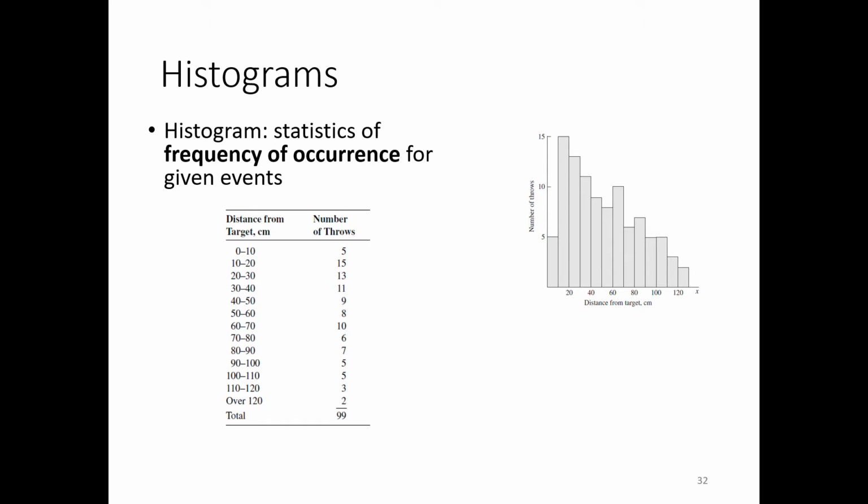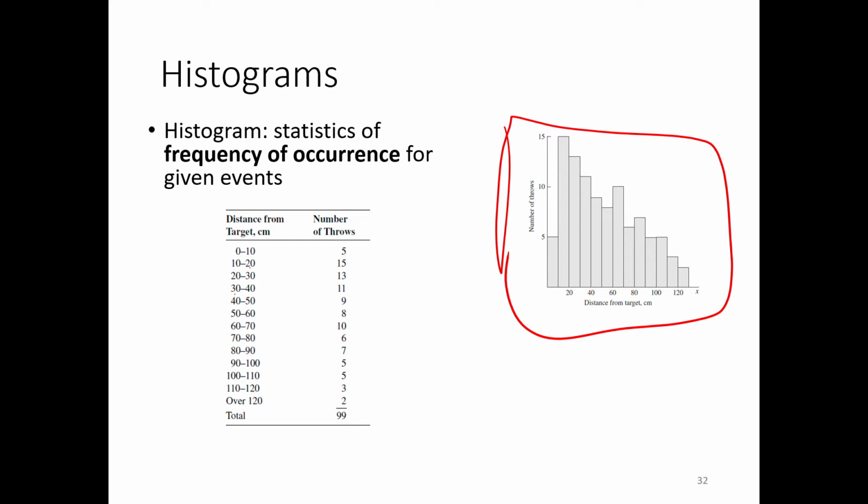What we can do is present this data with a histogram. A histogram is how you present your interval data. Let's say we make intervals of the distance from the target: 0 centimeters to 10 centimeters, 10 to 20, 20 to 30, 30 to 40, and so on and so forth. Then you put the number of throws that meet each interval in each column. If you plot this, you will get something called a histogram.